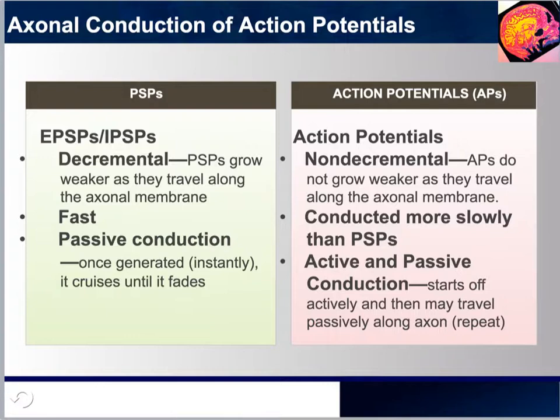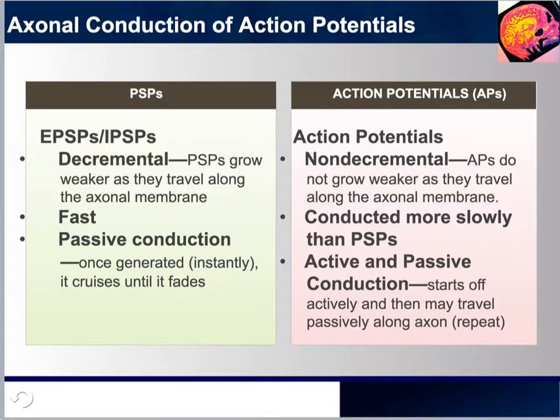Whereas action potentials are non-decremental. It means they do not grow weaker as they travel along the axonal membrane. And they are conducted in an active and passive conduction. Rather than passive where they just kind of cruise until it fades, they actually start off actively and then may travel passively along the axon. And this continues to be repeated.